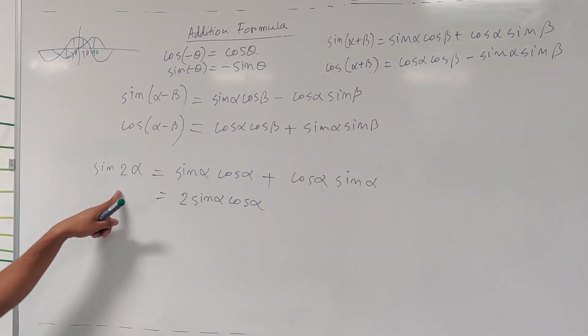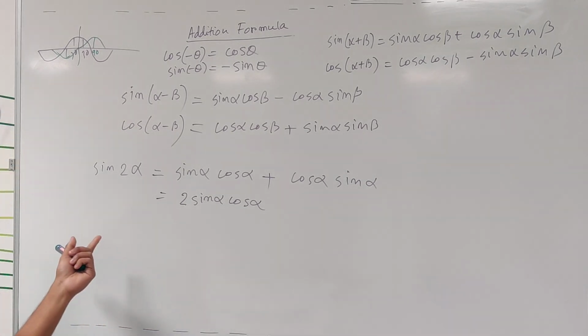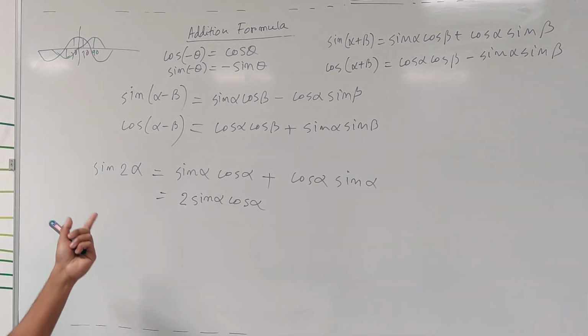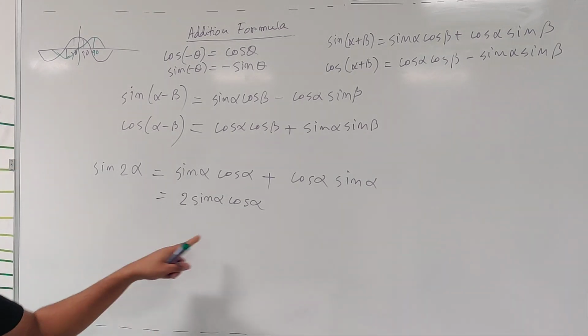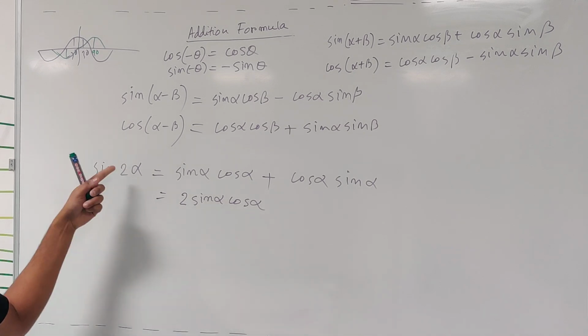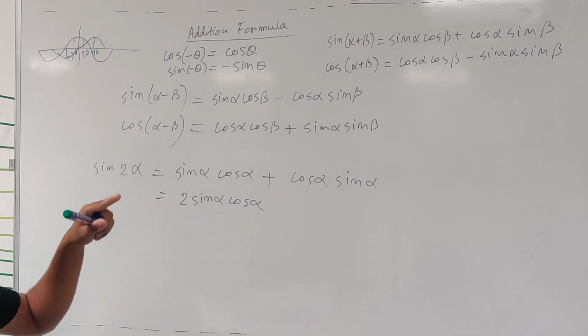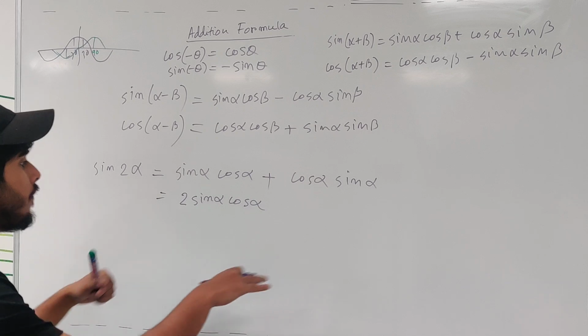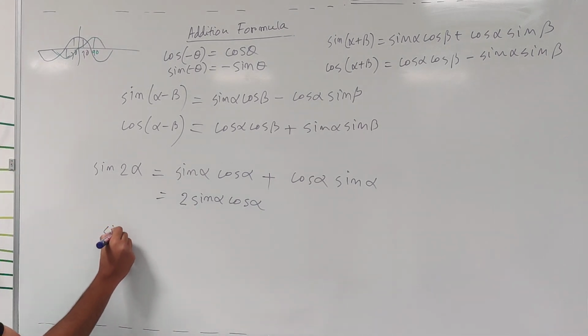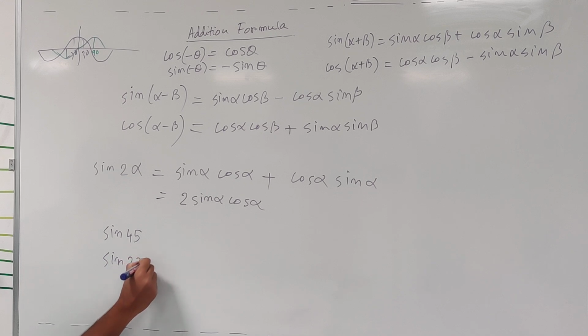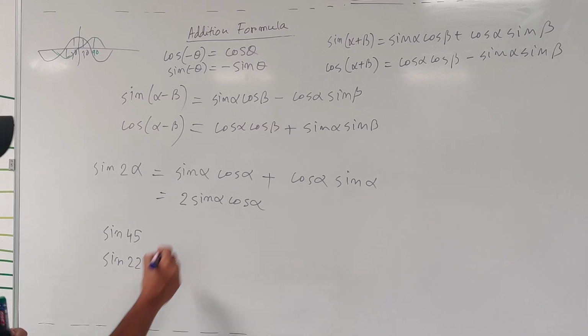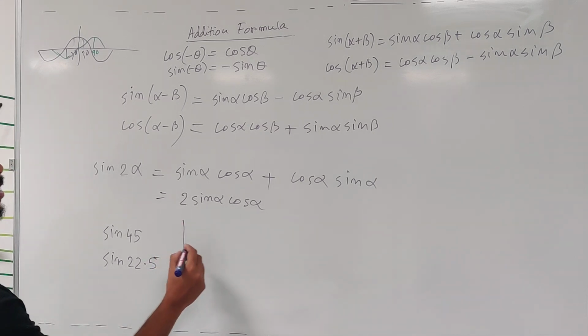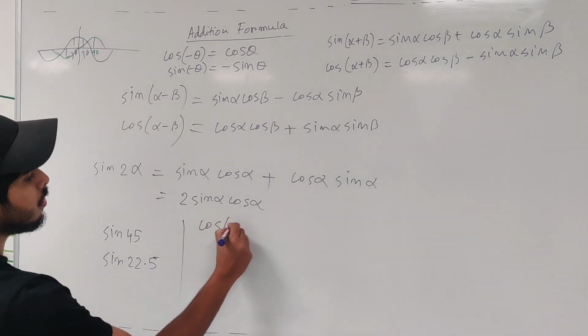This formula can help you get values of angles, such as, if you know sine alpha or cos alpha, you can easily get the twice. Or if you want to find half an angle, for example, if you know sine 45, then you can find sine 22.5. To find this, the better way is to use the cos formula, which I'll do in a bit.